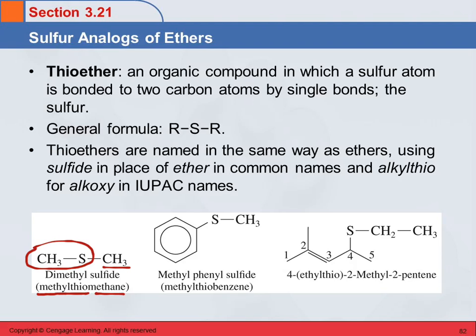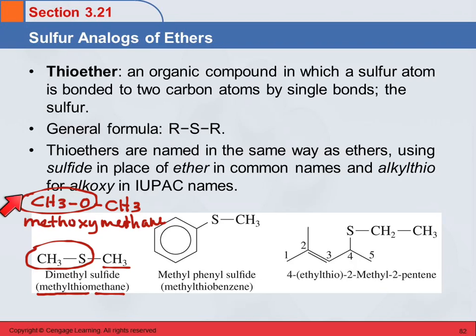So let's just review our ether nomenclature. That would be dimethyl ether or methoxymethane. Remember that? So we take one of the groups, put the oxygen with one of the groups. Here they're the same size. And we name that, this is a methyl group, so this is methoxy, and it's attached to methane. So the sulfur analog is methyl thiomethane.